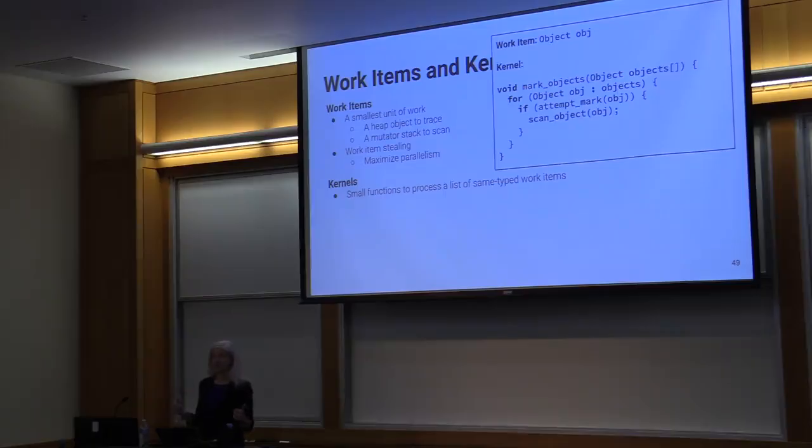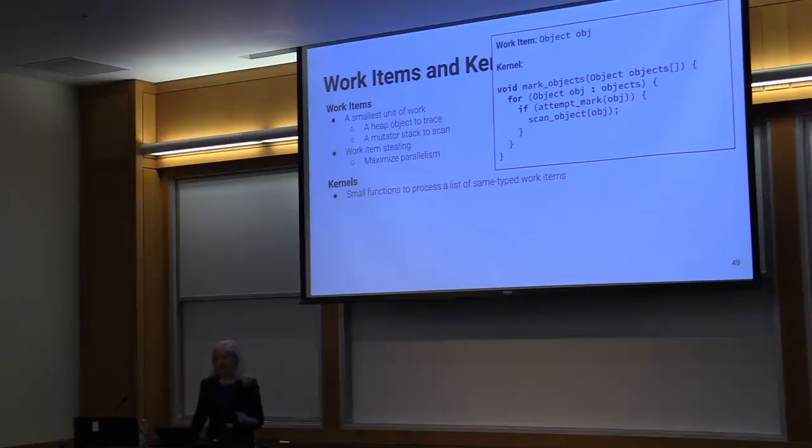You attempt to mark the object if it's not marked already, and if you mark it, then you start scanning the object. And so what do you do when you scan the object? You look at all the pointers in the object and you enqueue them, or you enqueue the target of the pointers. You can do it either way, and that has some trade-offs that I'm not going to go into today.